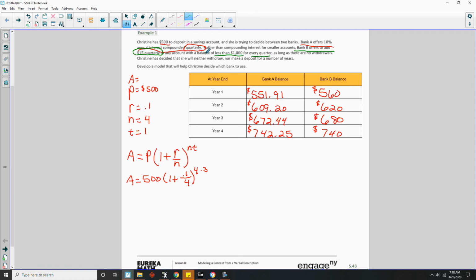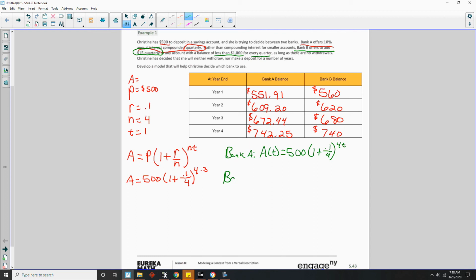Okay, so now let's just calculate that formula. I can give that formula. So, Bank A, the formula was right here. So let's just call it a function A of t, okay? Amount that we're going to end up with respect to time, equals 500 times 1 plus 0.1 divided by 4 to the power of 4t. Okay, so there's our equation.